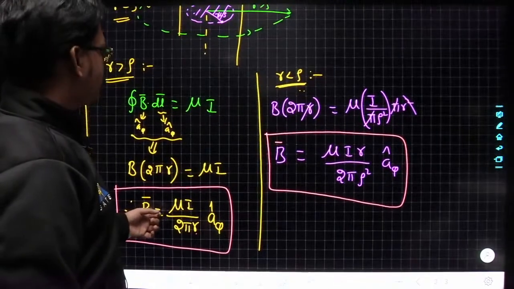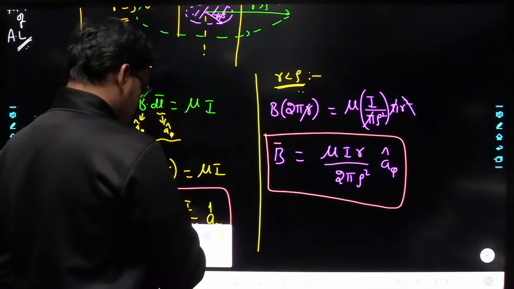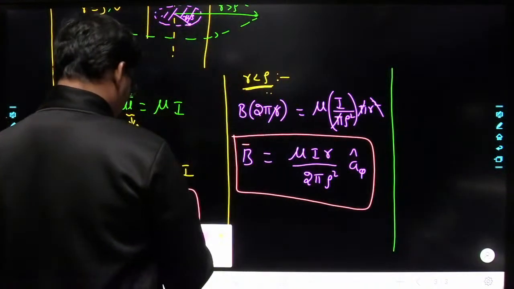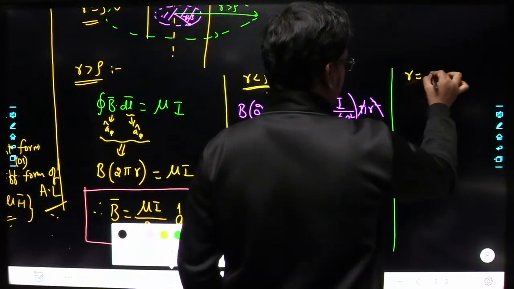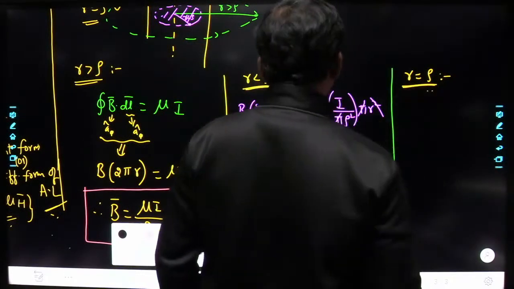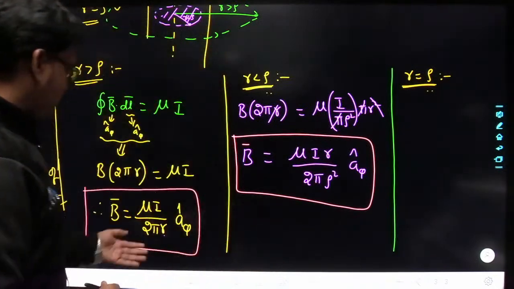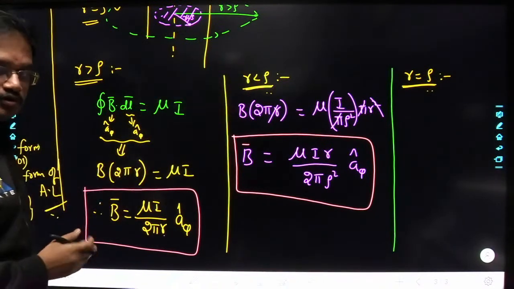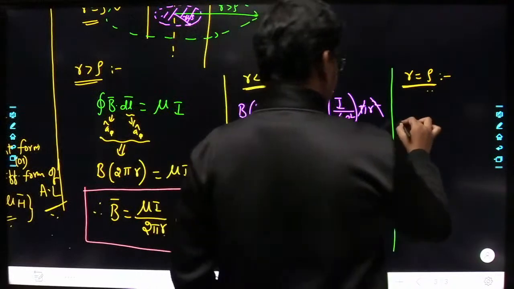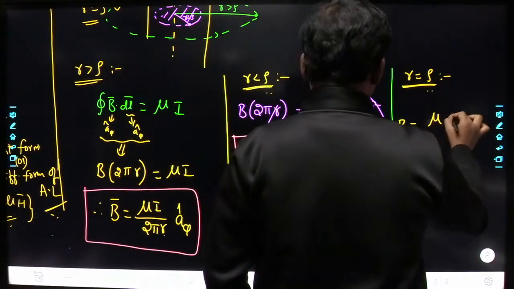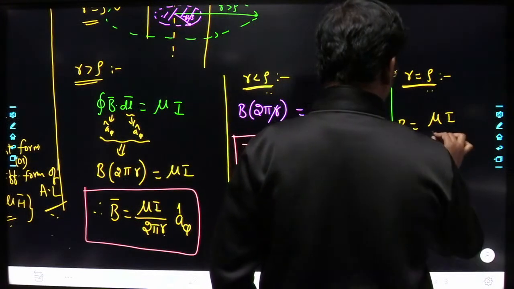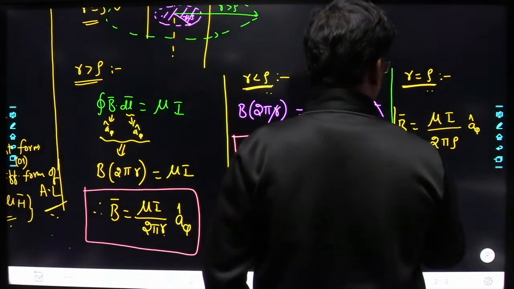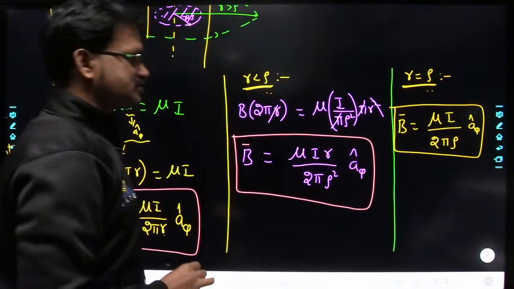This is the expression we got for R less than rho. Next, for R equal to rho, what is the expression for the B field we got? In either of these expressions, just substitute rho in place of R. Then what do you get? B is equal to mu into I divided by 2 pi rho. This is the expression for the B field on the surface of the cylindrical wire.